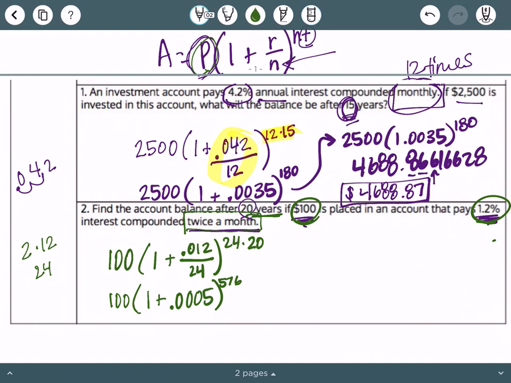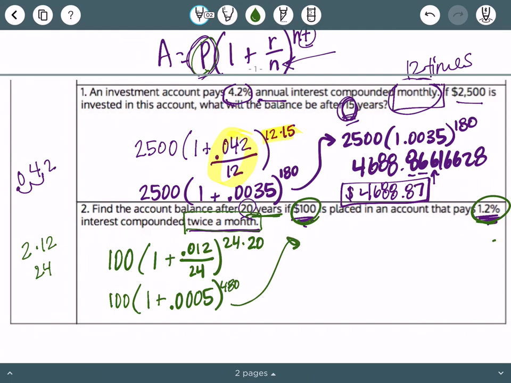From there, I can type it straight into my calculator. You know what? It should be 20 times 24. I did 24 times 24. So this here is 480. There we go. Better guess.